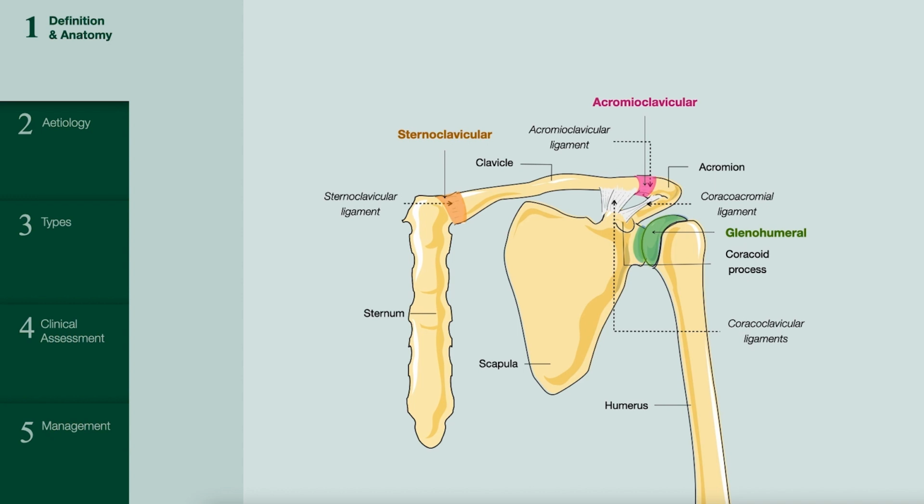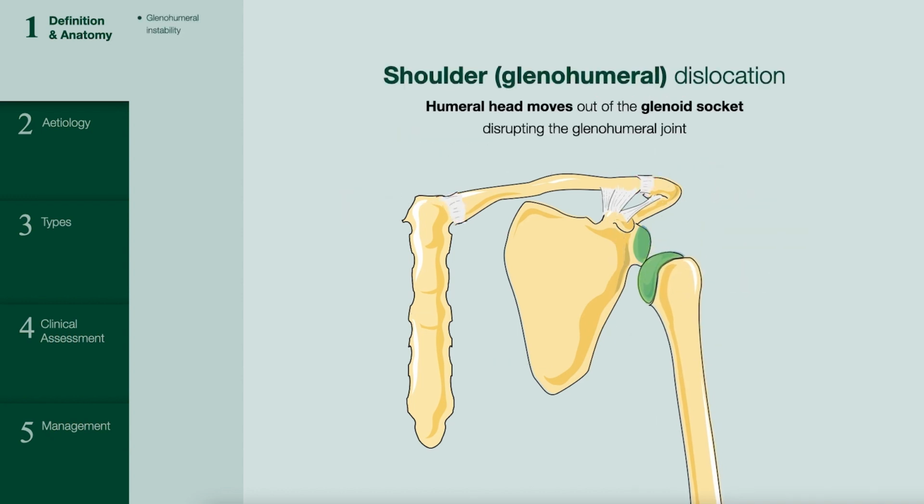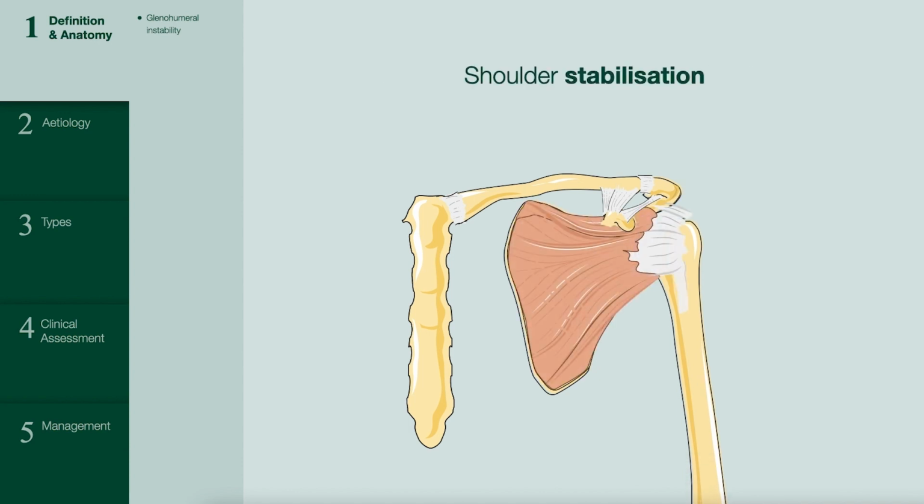By definition, a shoulder dislocation occurs when the humeral head moves out of the glenoid cavity, disrupting the glenohumeral joint. Shoulder stability is maintained by the joint capsule complex and the negative intra-articular pressures, the glenohumeral ligaments, the rotator cuff muscles, and the intact nerve supply to the rotator cuff muscles. Injury to any of these components may result in shoulder instability or dislocation.